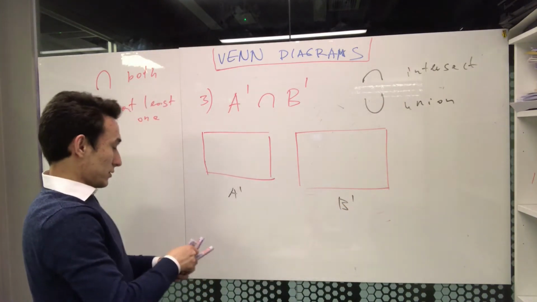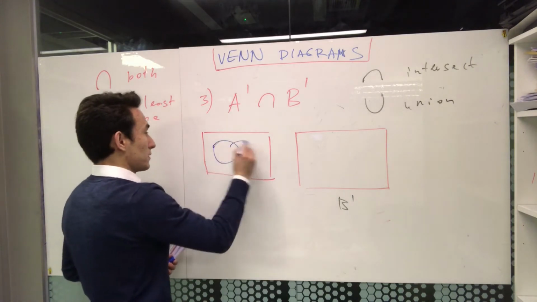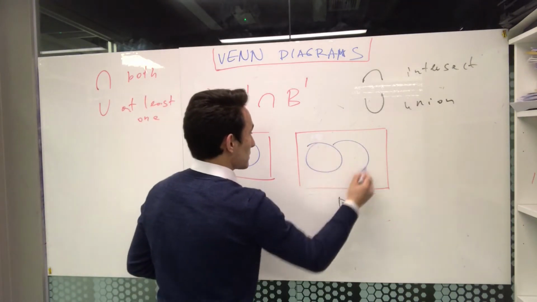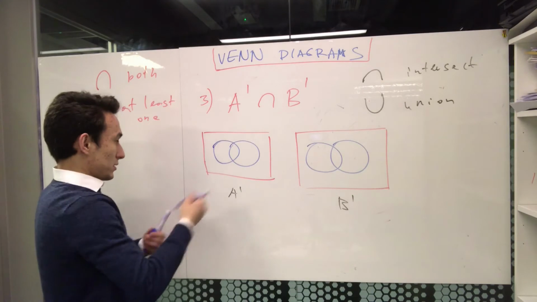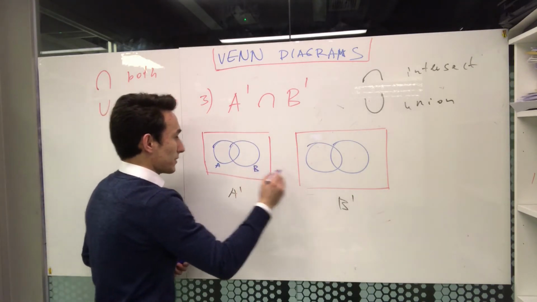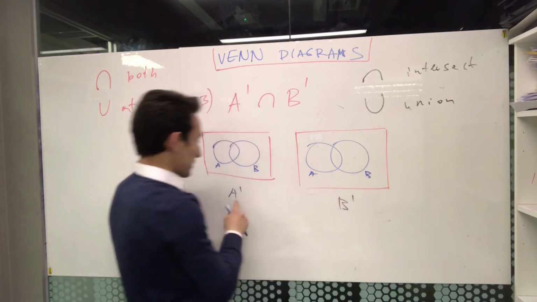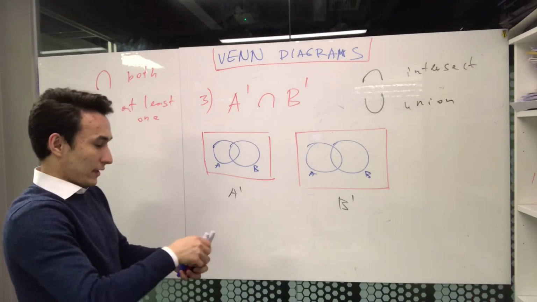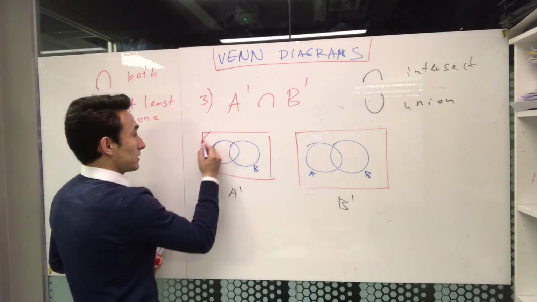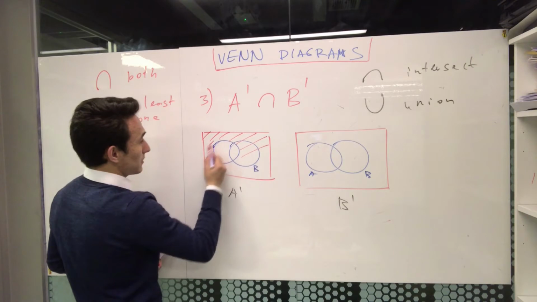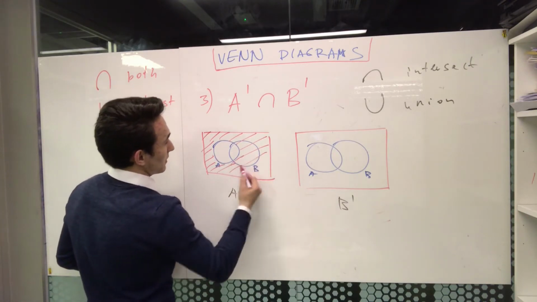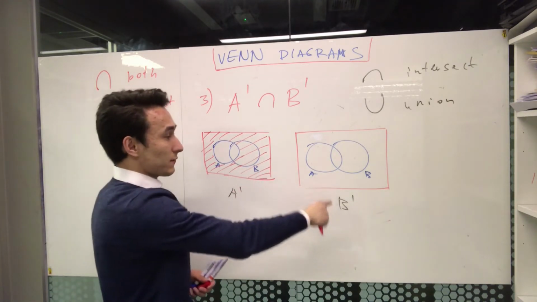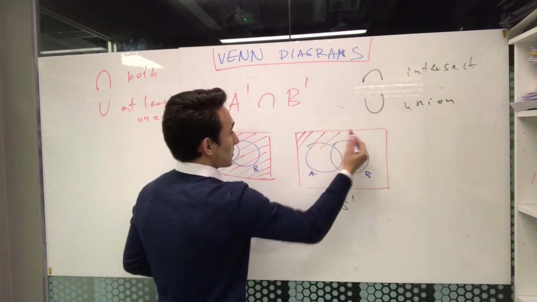Okay. Let's draw the two circles. Two circles like this, like this. Okay. Circle on the left is A, this is B, this is A, and this is B. So, not A is everything outside of A. I'm gonna shade it here. Everything outside of A is everything here, and everything outside of B is not B, so it's gonna look like this.